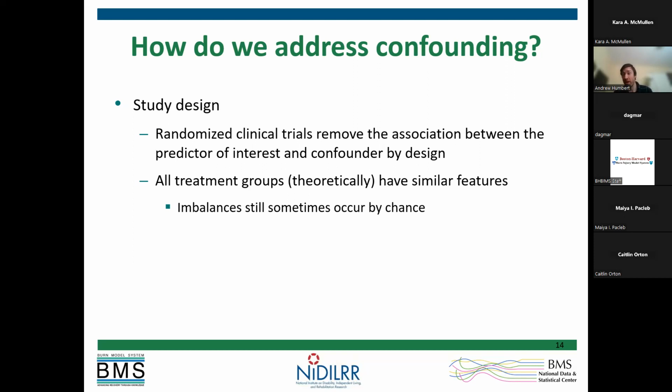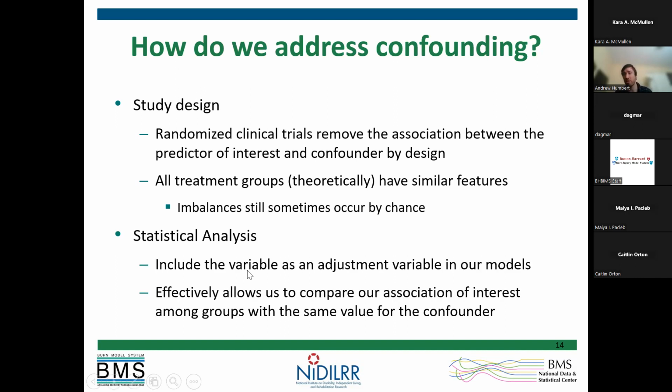We have finite samples, particularly for small studies. Imbalances can still occur just by chance because you might not perfectly randomize the age. You might have one group slightly older, one group with slightly more males, and there might be some of those slight imbalances just because, again, it's randomization. We don't have control over trying to balance that perfectly. Which leads to the next way that we can address confounding, which is really through the statistical analysis.